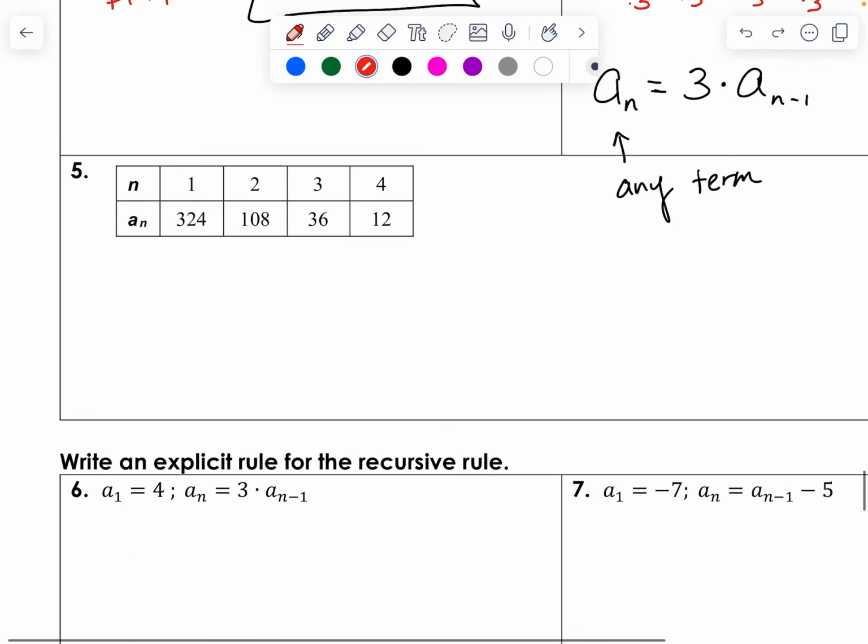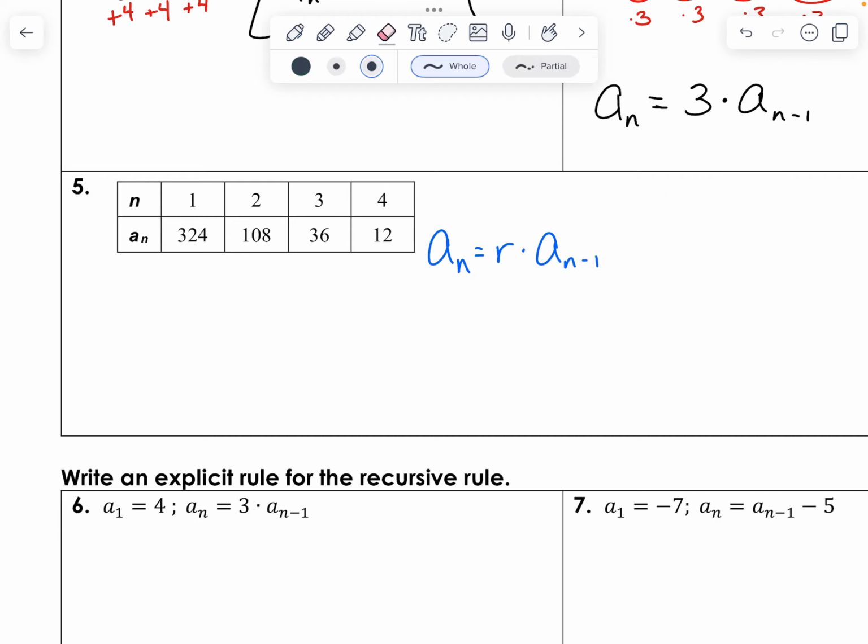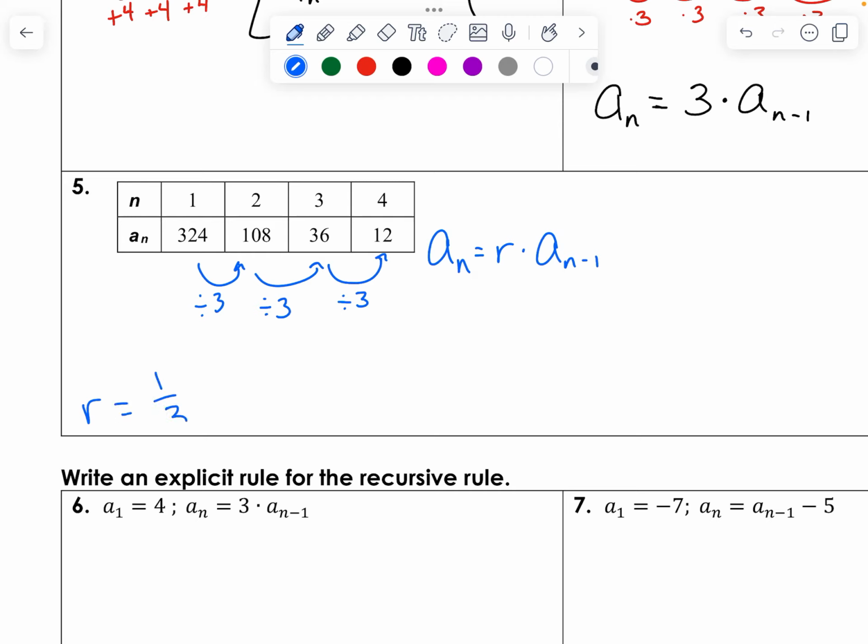All right, let's try 5. Again, our geometric sequence is a sub n equals the rate times the previous term. So I need to figure out what the rate is. It looks like I'm dividing by 3. But what's another way to say dividing by 3? What's a fraction I could use? That rate would be 1/3. So to find any term, I have to take 1/3 times the previous term.